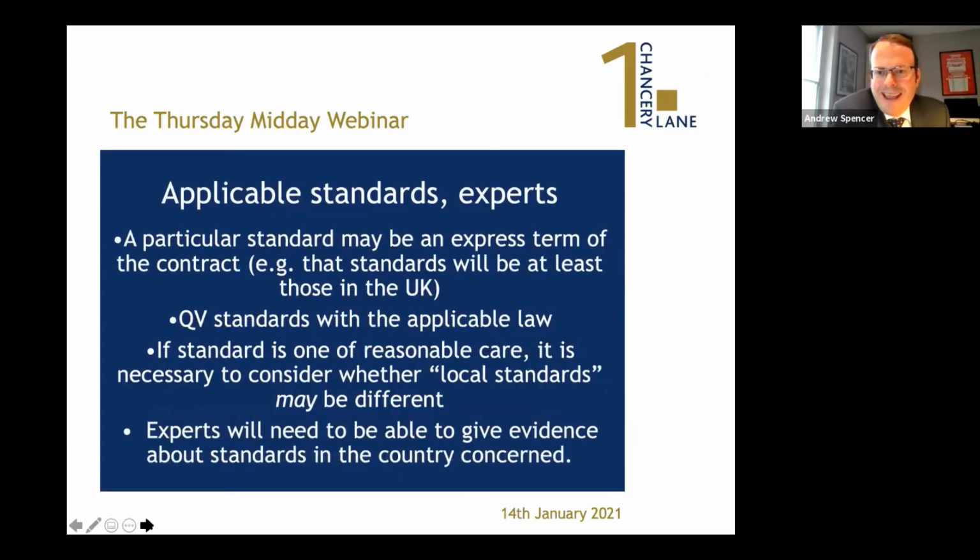I mentioned at the beginning, of course, travel lawyers are all very much focused on local standards. And the question of applicable standards is very relevant in these sorts of cases. And if you have a contract case, then the place to start has got to be the contract, because the contract may actually specify a particular standard that has to be provided. So I've certainly seen cases like this where the contract has said something along the lines of that standards will be at least those that you would have in the UK.